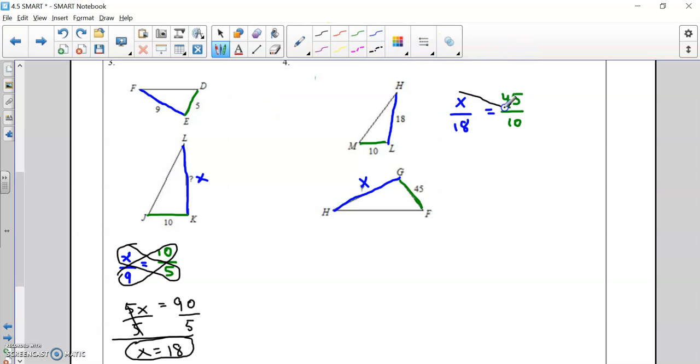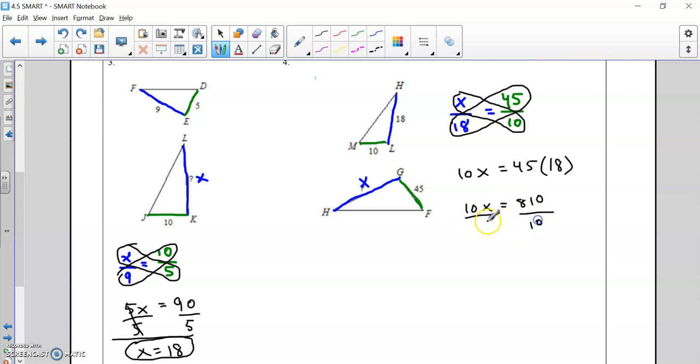Okay, time to cross multiply. That one's kind of ugly. There we go. All right, 10 times x, so 10x equals 45 times 18. That tells us that 10x is equal to 810, once you put that in your calculator. And our final step will be to divide both sides by 10 so that we can get x by itself. So our answer is going to be 810 divided by 10, which is 81.